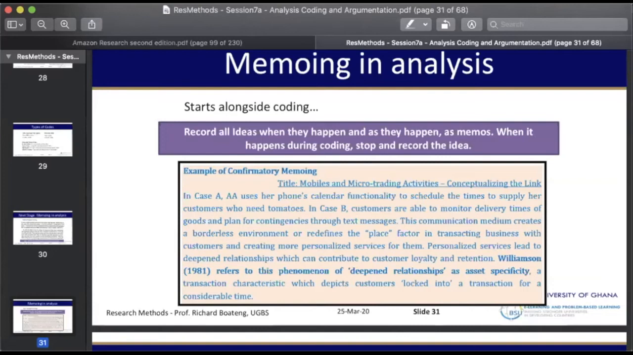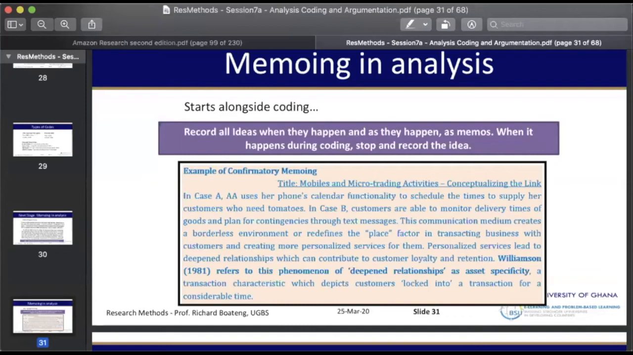Now, Williams, who is the father of transaction cost theory, refers to this phenomenon. Now I'm going to relate what I've just found about deepened relationships to what Williams talks about in transaction cost theory, which is underpinning the study we are doing. So Williams refers to this phenomenon of deepened relationships as asset specificity, a transaction characteristic which depicts customers locked into a transaction for a considerable time. What he's trying to say here is that it gets to a time where customers get locked into the transaction because of the relationship and intimacy that has been built. And that is what we saw in the field, both in case A and case B.